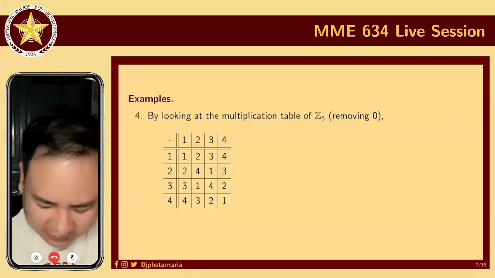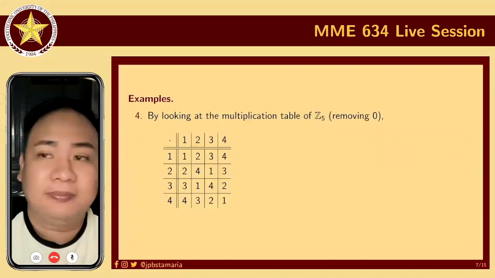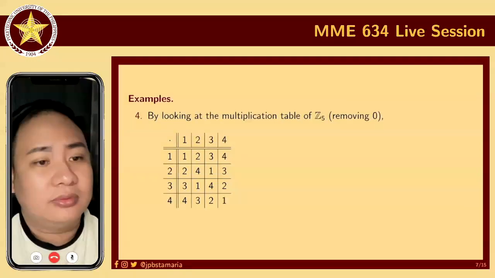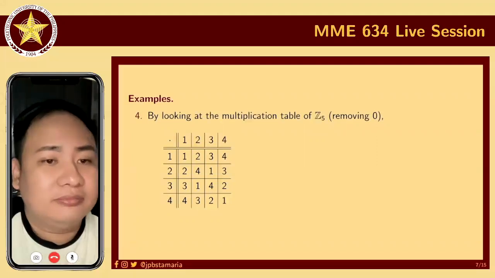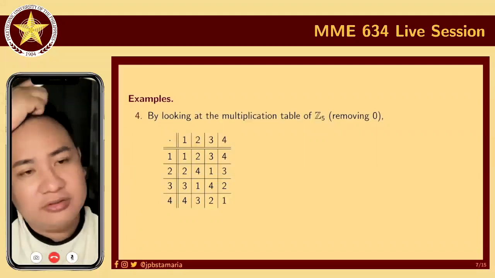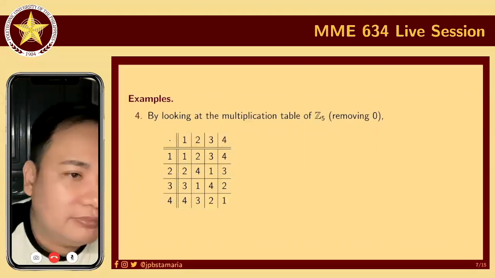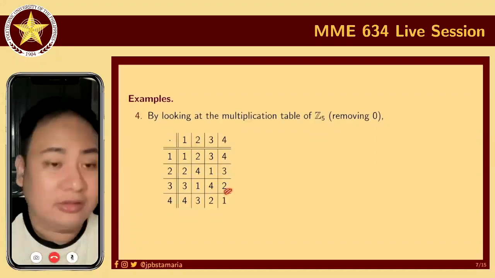Halimbawa, bakit ang 3 times 4 ay naging 2? Can somebody explain? 2 po ang naging remainder niya, sir. Kapag 3 times 4 po ay 12, tapos divide sa 5, may remainder po na 2. Yes, kaya ang product ay 2.